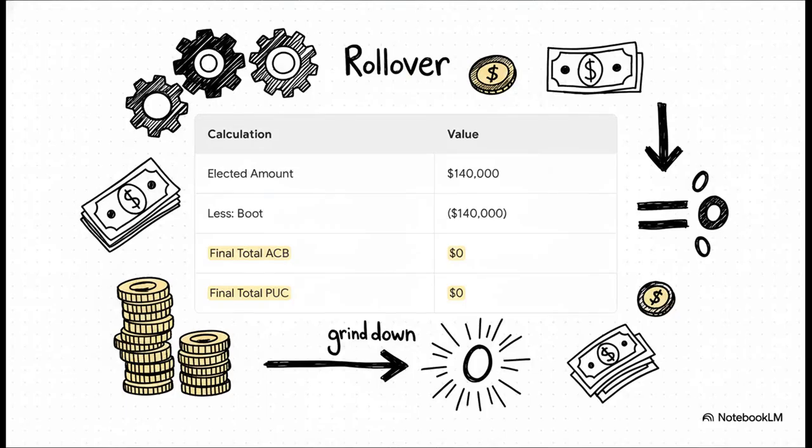So let's calculate the ACB for the shares received here. We start with our elected amount of $140,000 and we subtract the boot, which is also $140,000. That leaves us with 0. The total ACB of the shares is 0. And applying the rules we just learned, the PUC must also be ground down to match, resulting in a final PUC of 0 as well.